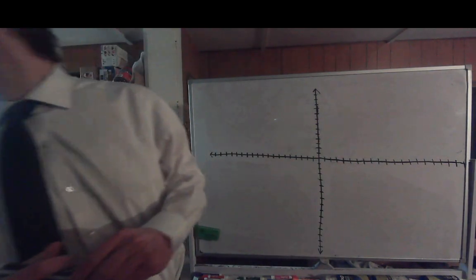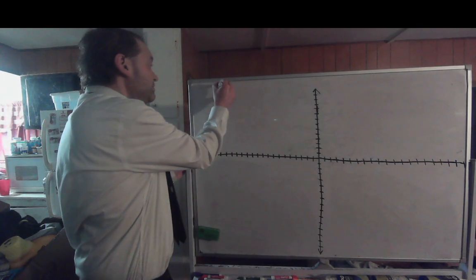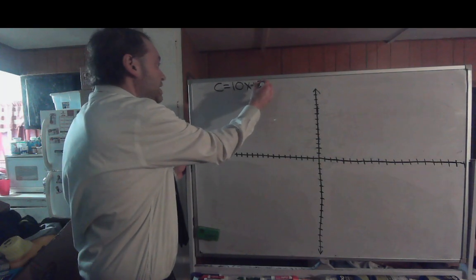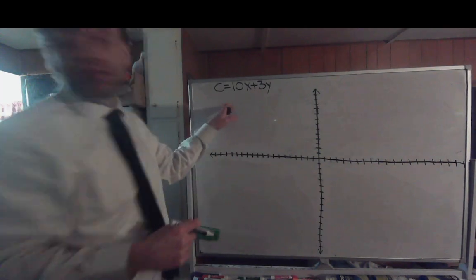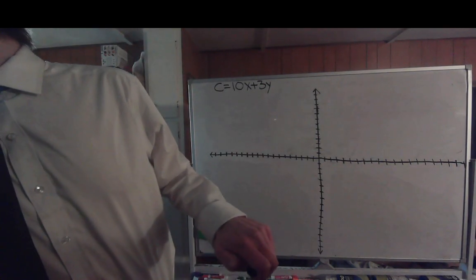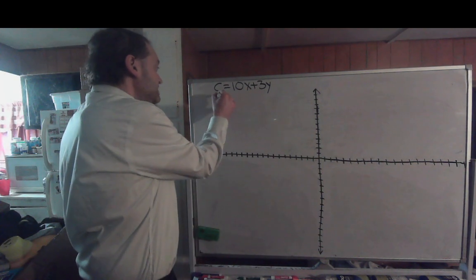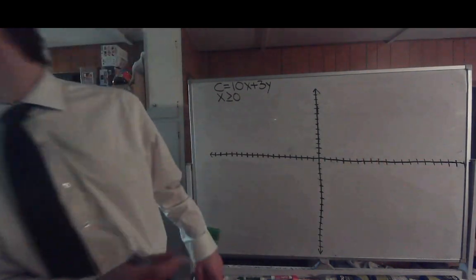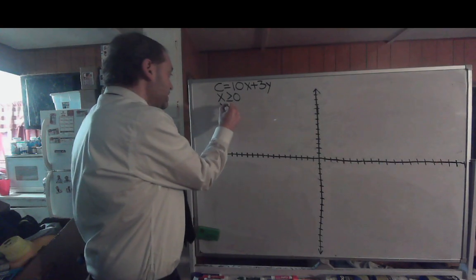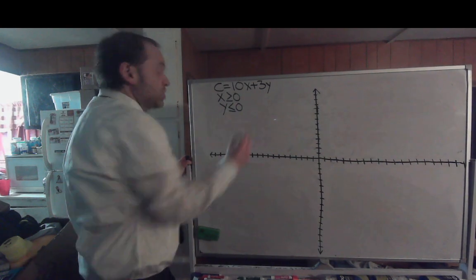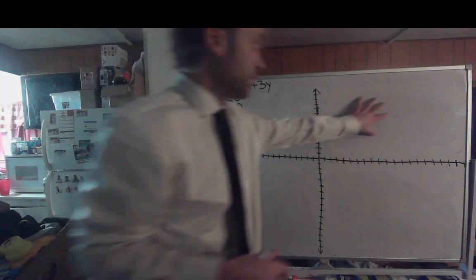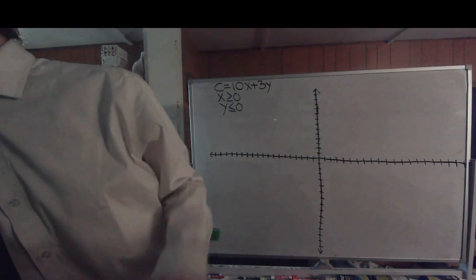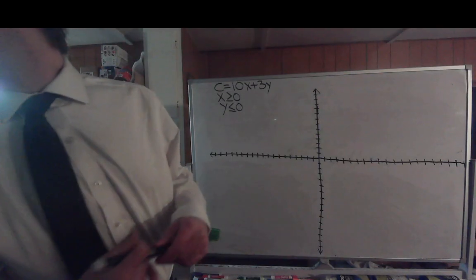So let's see. We have the objective function c equals 10x plus 3y. So we're going to start there. You have the constraints that x is greater than or equal to 0, which will put you over in the eastern hemisphere. Then you have that y is greater than or equal to 0, which would actually end up then giving you the whole first quadrant. So we're going to be in the first quadrant for sure. Now there are three more constraints.